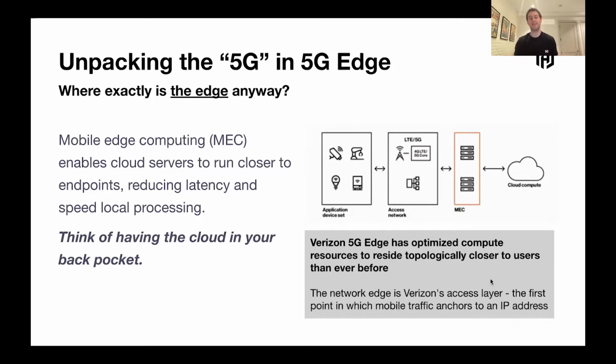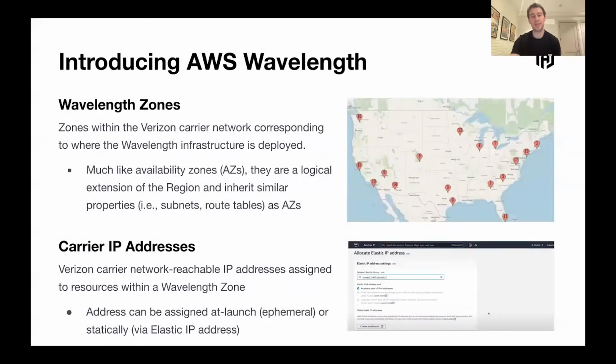And think about Verizon 5G Edge as an overarching portfolio of mobile edge computing solutions, of which AWS Wavelength is one of them. And so what is AWS Wavelength? At the end of the day, it's really just another availability zone, but it happens to correspond to the Verizon carrier network and a number of different locations within it. And so much like AZs, it's a logical extension of a region. So it's not itself a region. It's really just an extension of the region. And it inherits properties like subnetting and route tables as availability zones themselves. So that's a really key point.